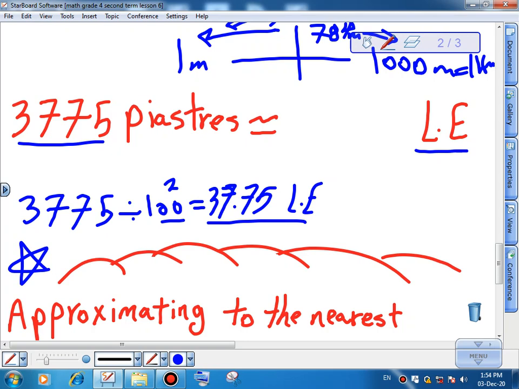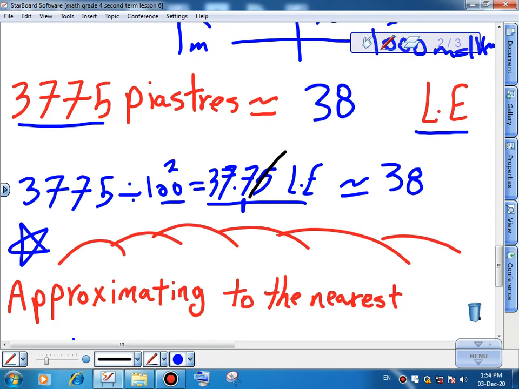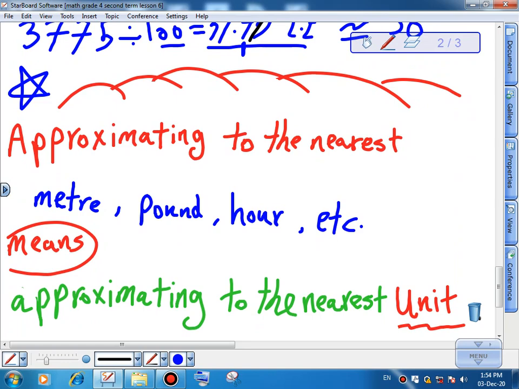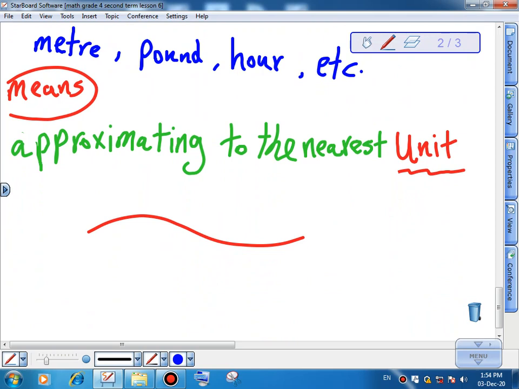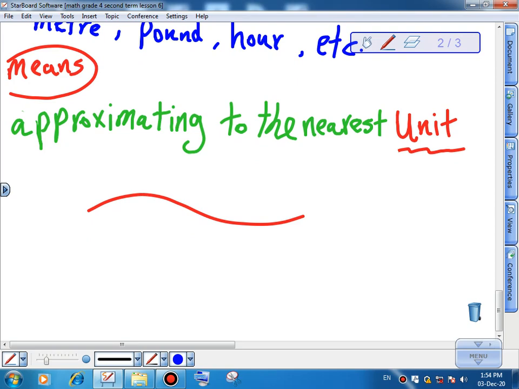Now I can approximate to the nearest unit. First, look to the decimal part. The first one is tenth. Is it smaller or greater than 5? It is greater than 5, a strong number. So we'll add 1 to the 7 in the units. It will be 8. Cancel the decimal part and keep the other digits as they are. It will be 38 pounds. So if I need to approximate to the nearest meter, pound, hour, and so on, that means the same thing as if I say approximating to the nearest unit.